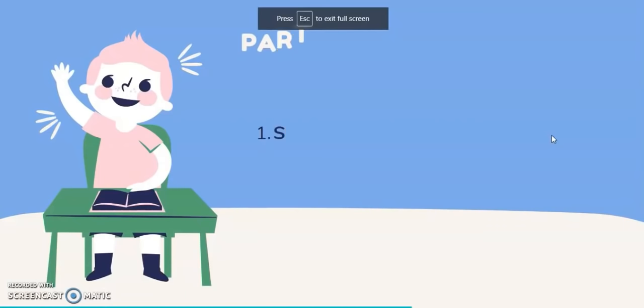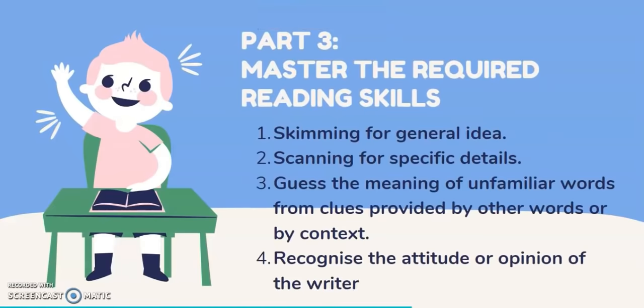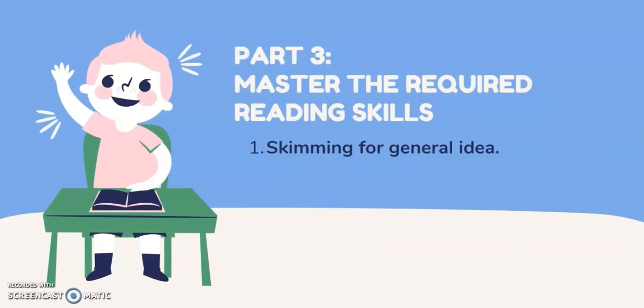In order to score this part, you need to master the reading strategies or reading skills that I have listed down here. Skimming, scanning, guessing the meaning of words, and recognizing attitude or opinion. Let's go through them one by one. Number 1, skimming for general idea.